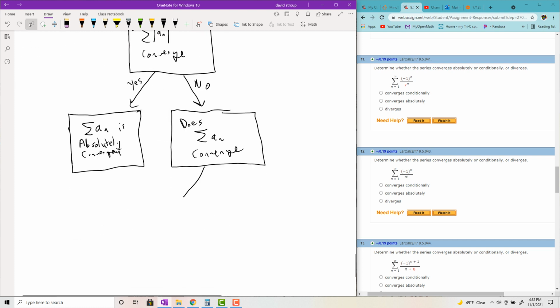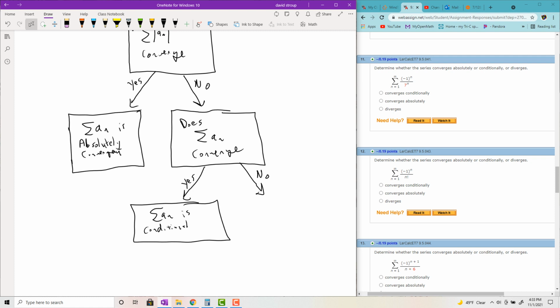Again, there's two possibilities, either yes it does or no it doesn't. If it does, then that series is called conditionally convergent. So the series A sub n is conditionally convergent. If it doesn't converge, then you can automatically say the series is divergent.